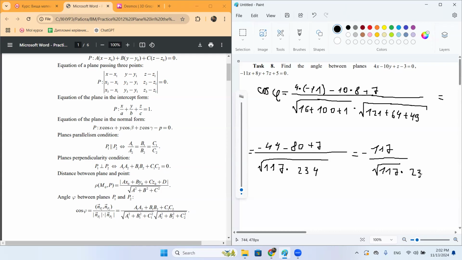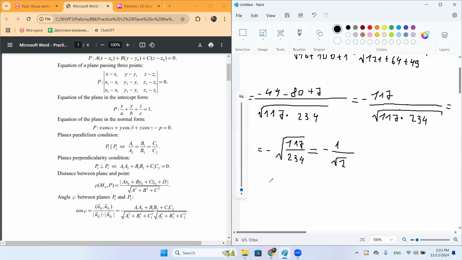So it seems that the angle is the table value. So minus square root of 117 by 234. And that's minus, yeah, so we can see that if we reduce, we have, so minus 1 by square root of 2. And that's a table value, phi equals 3p by 4.